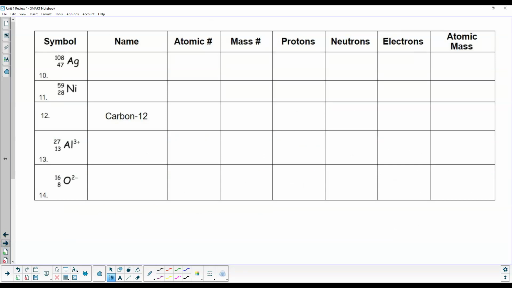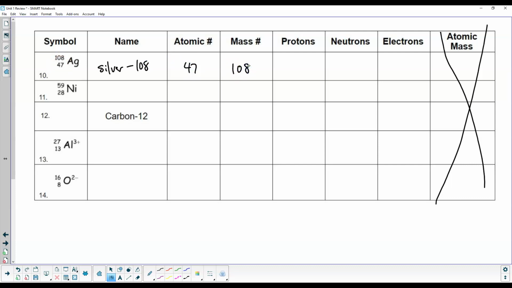Okay, let's fill out one of these sheets. I don't know why we have atomic mass on here twice, because we have mass number and atomic mass. We're just going to get rid of that last column. Filling this out, I look at my periodic table, I notice silver is Ag, number 47. I want to put hyphen 108, so the mass goes after. Atomic number is the one written down below, 47. The mass is the number on top, the superscript to the left.